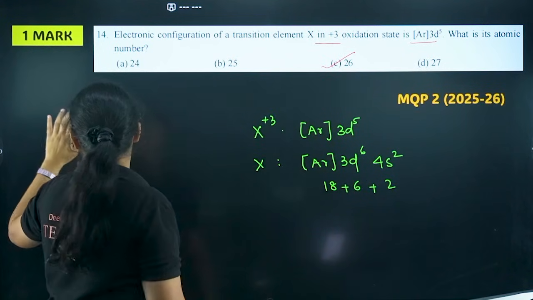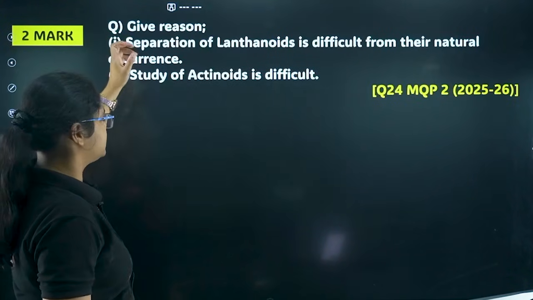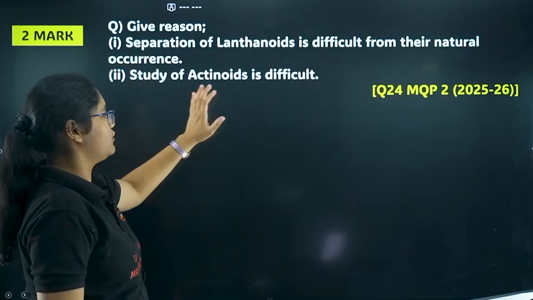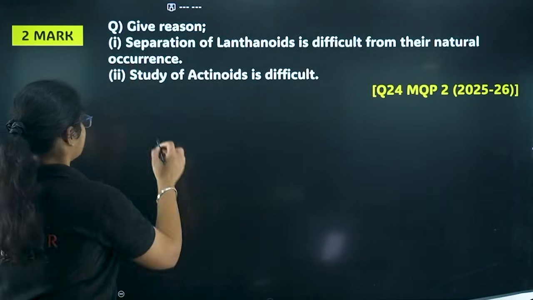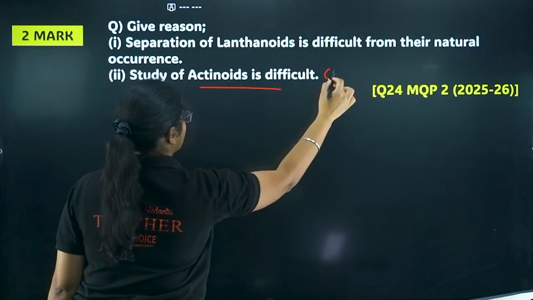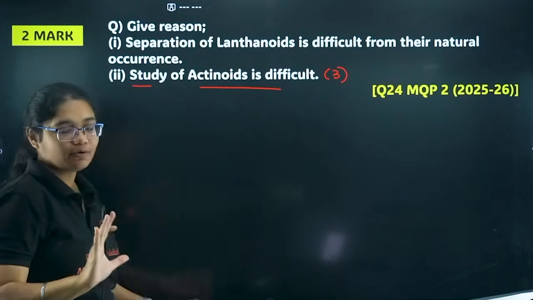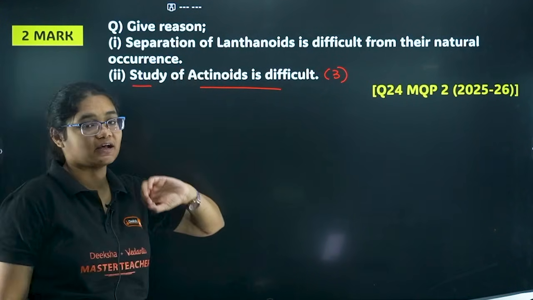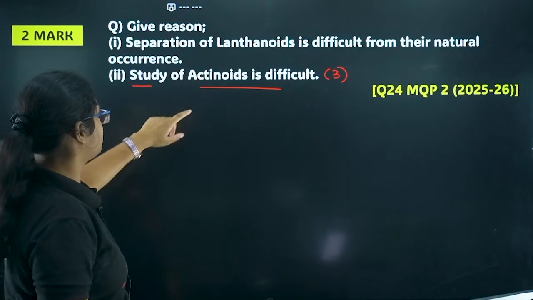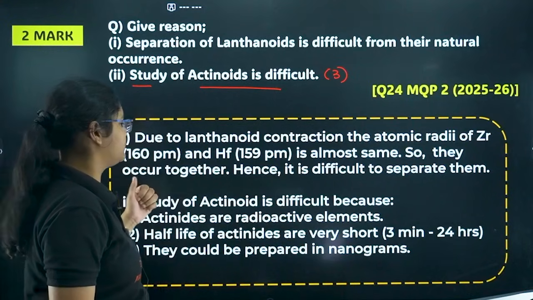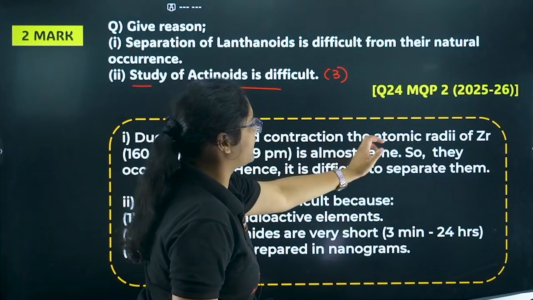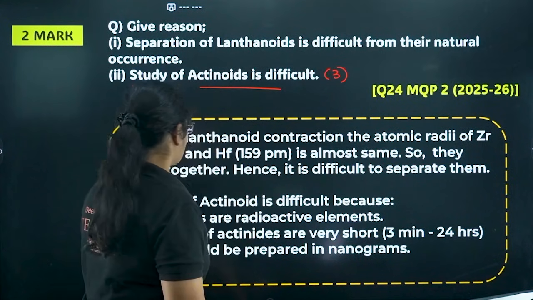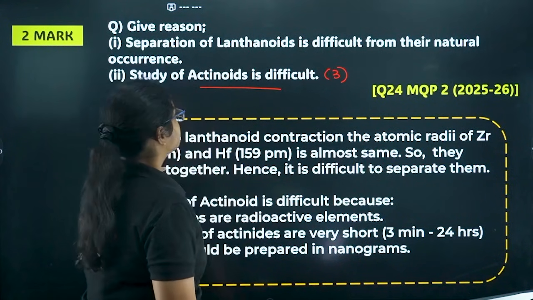Okay. Now let's move to the 2-marker question. Give reason: separation of lanthanoids is difficult from their natural occurrence, and study of actinoids is difficult. Now let me tell you, this study of actinoids itself can be a 3-marker question. So I'll give you the answer in the form of a 3-marker answer, because last year this question itself was asked in a 3-marker section. So first of all, why is the lanthanoid separation difficult? Just now we studied that due to lanthanoid contraction, the atomic radius of zirconium and hafnium is almost the same. So they occur together, hence it is difficult to separate them.